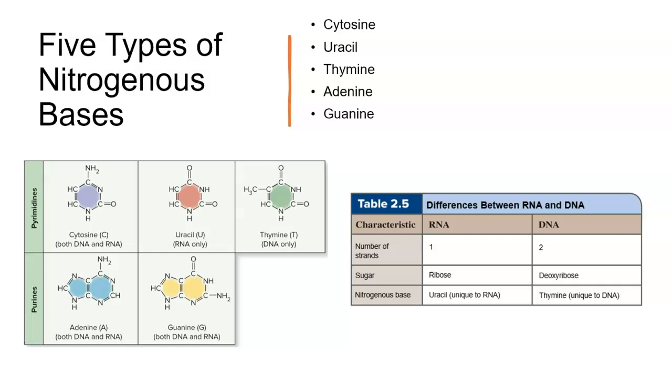And remember, these are nucleotides. We have 4 that are found in DNA and 4 that are found in RNA. So we have cytosine, thymine, adenine, and guanine found in DNA. In RNA, we substitute uracil instead of thymine. So these 4 right here, cytosine, uracil, adenine, and guanine, these are found in RNA. In DNA, no uracil, we have thymine instead.